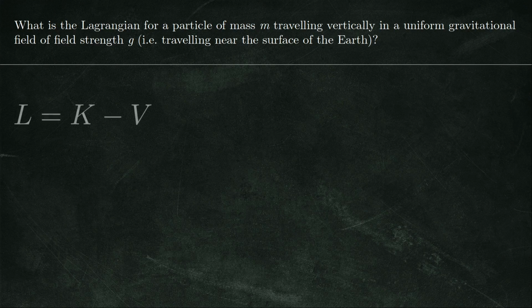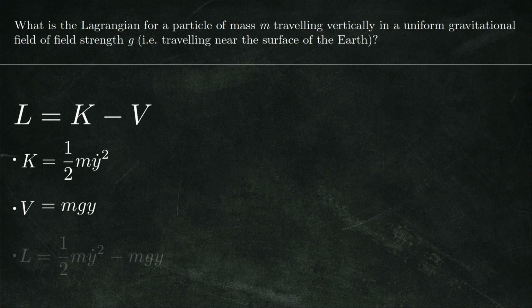So our Lagrangian is as normal, kinetic minus potential energy. The kinetic energy is a half mv squared, except this time instead of x dot, it's y dot, just because we're going directly upwards. So I'm using y instead of x. And then our potential energy is gravitational potential energy, which is just mgh, or mgy.